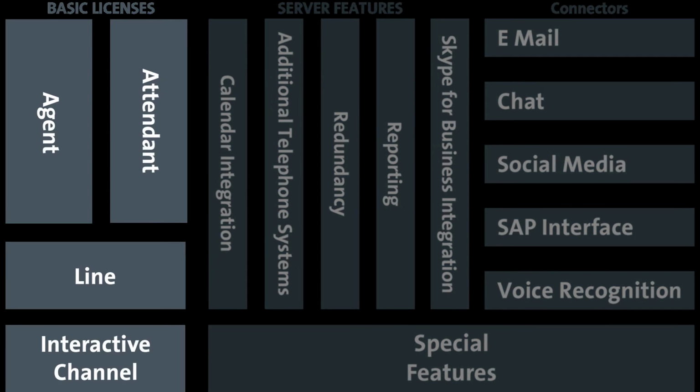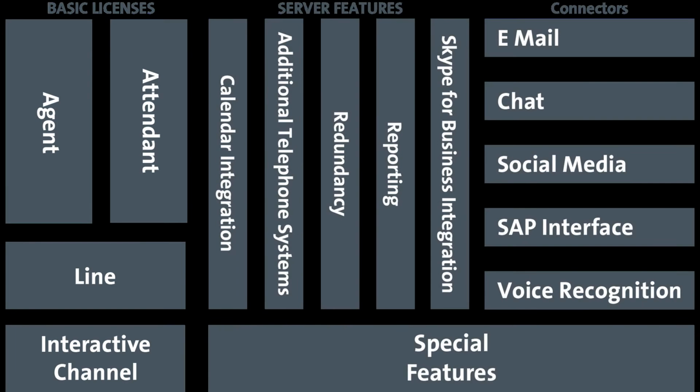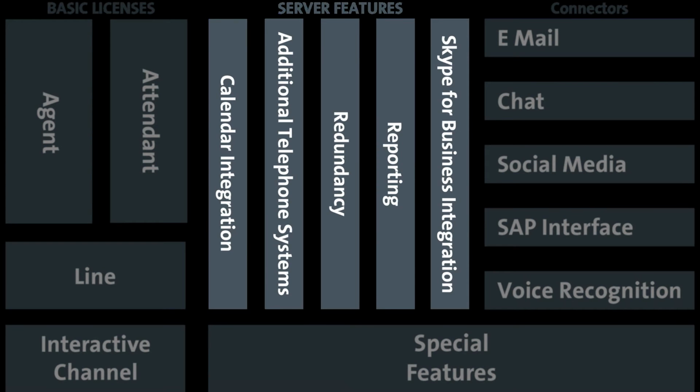Basic licenses are tied into and tailored towards the agent in the call center, the attendant at the switchboard, the line for the mobile workforce, and the interactive channel for automated processing. Server feature licenses allow expanding samwin 7 capabilities to address management requirements and improve integration with an existing communication infrastructure for calendar integration, additional telephone systems, redundancy, reporting, and Skype for Business integration.